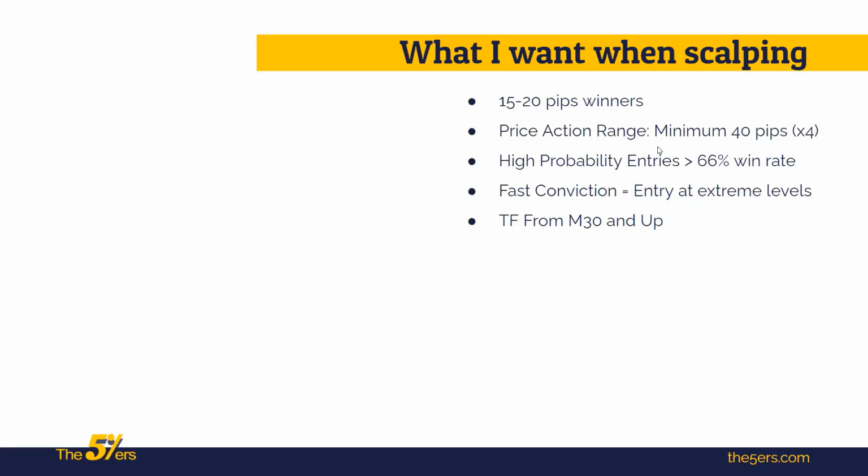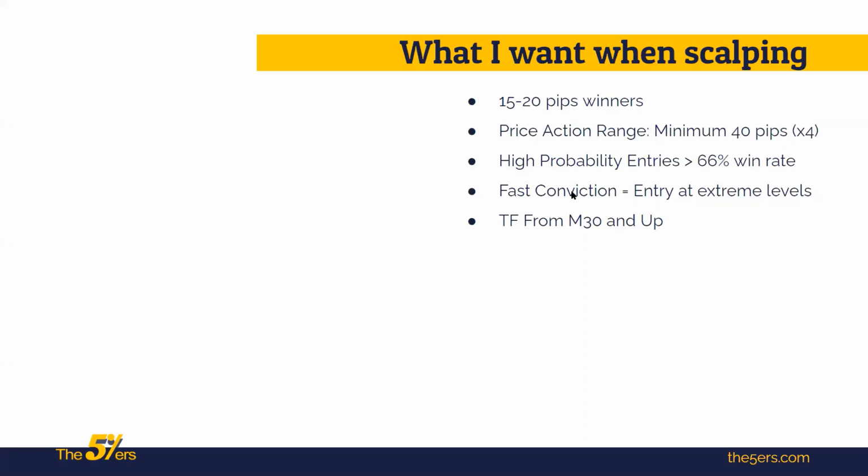So I don't expect that if price was ranging like 10 pips below a level, I can take this and expect to have my 15 pips. I still have commission and spread to pay. Price can go much higher than this. Okay, you get my idea. So I will look for at least a minimum of 40 pips range.